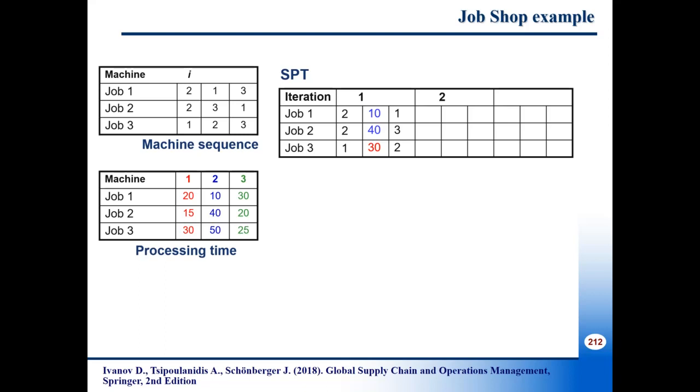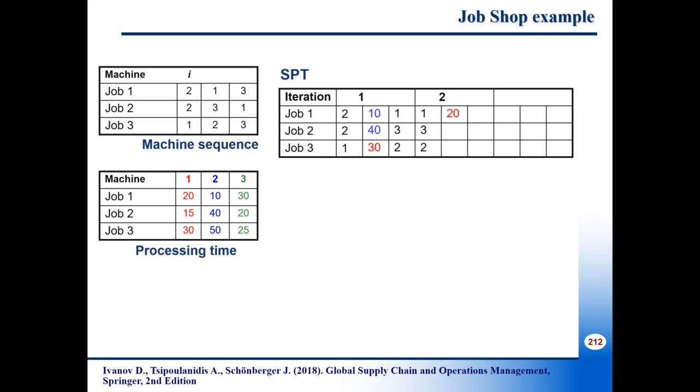Right, in the second column, we have job number 1 processed by machine number 1, job number 2 processed by machine number 3, and job number 3 processed by machine number 1, and we move all of these numbers into the second iteration, the first column of the second iteration. 1, 3, and then 2. Job number 1, for instance, needs 20 minutes to be processed by machine number 1.